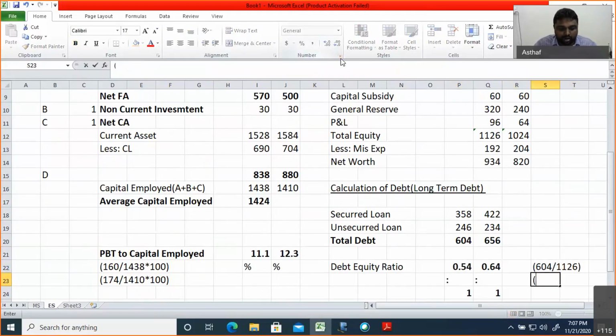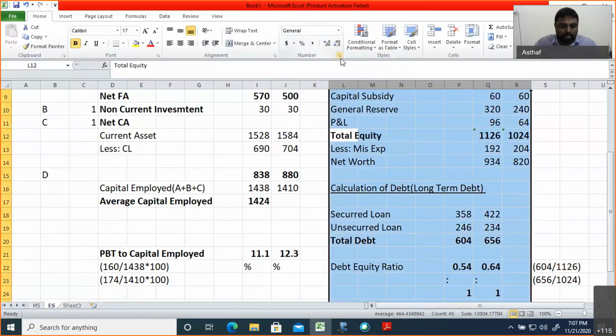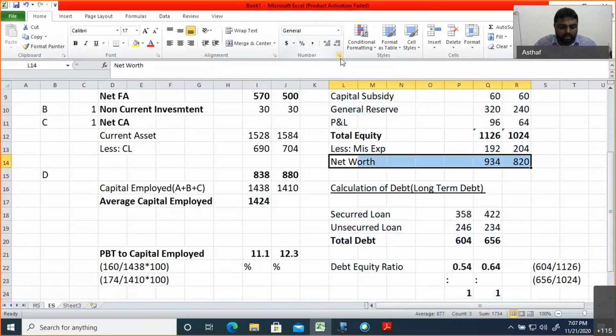Similarly, the next one: 656 divided by 1024. Because here the ratio is for capital structure ratio. Miscellaneous expenditure is an accumulated loss that will come into your asset side. So without considering that, we have found here. This is the total we have taken. Total equity, this is the net worth.